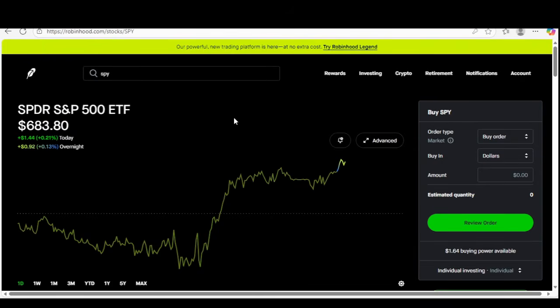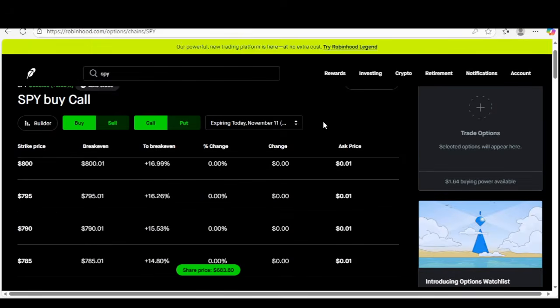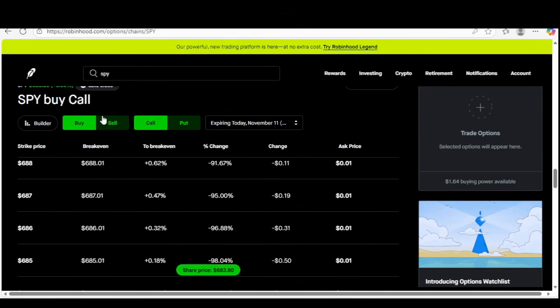Okay, so here we have one of the most highly traded ETFs, the SPY ETF, and that ticker is SPY. So we're going to be implementing the exact same strategy. Let's go to trade SPY options. Now I do these option strategies very often, so I'm very quick with it. So let's go ahead to sell.